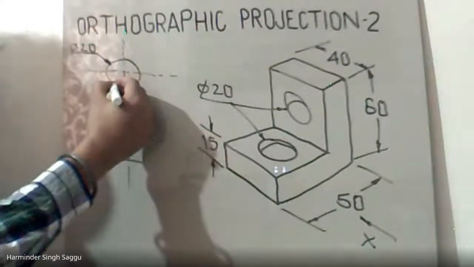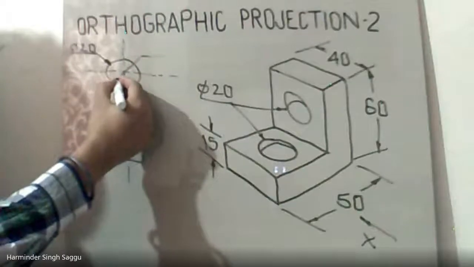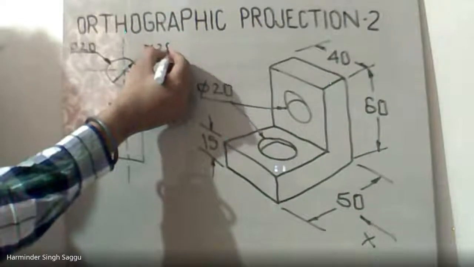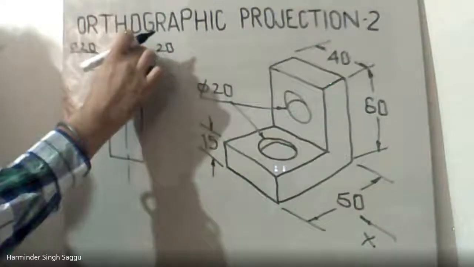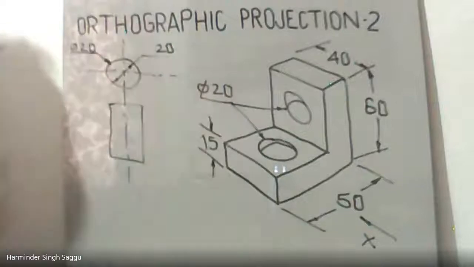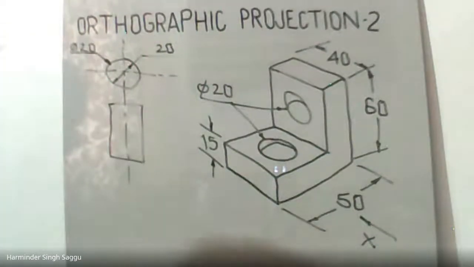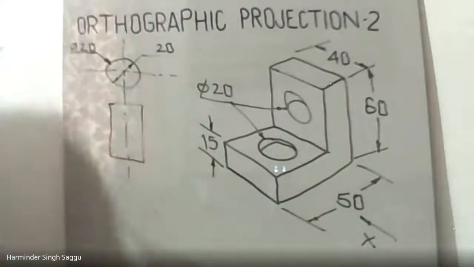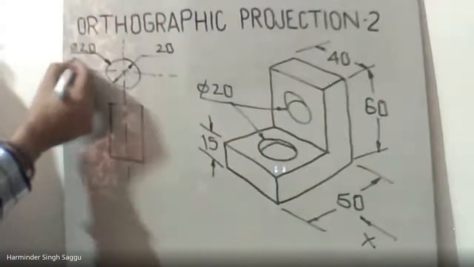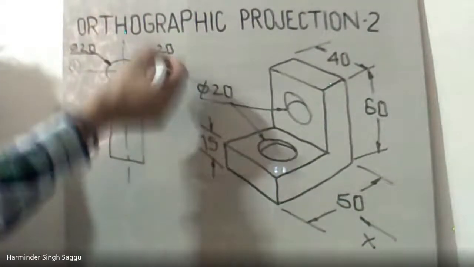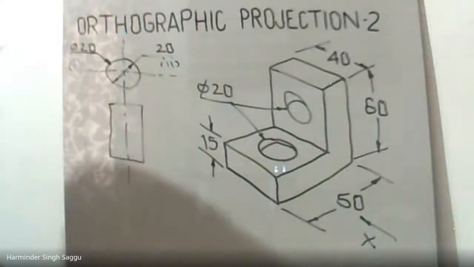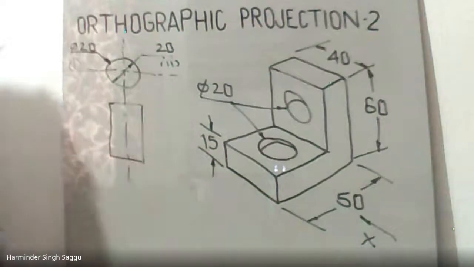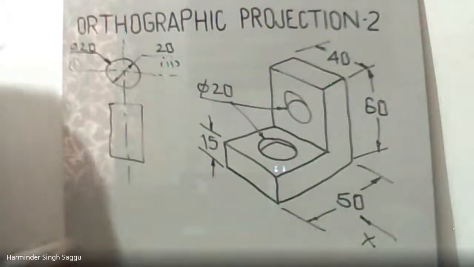Second way is with two arrowheads like this, you can write phi. Then no need of writing phi; this is simply 20. Phi means diameter. Right? This is the first way of dimensioning, and this is the second way, in terms of diameter.